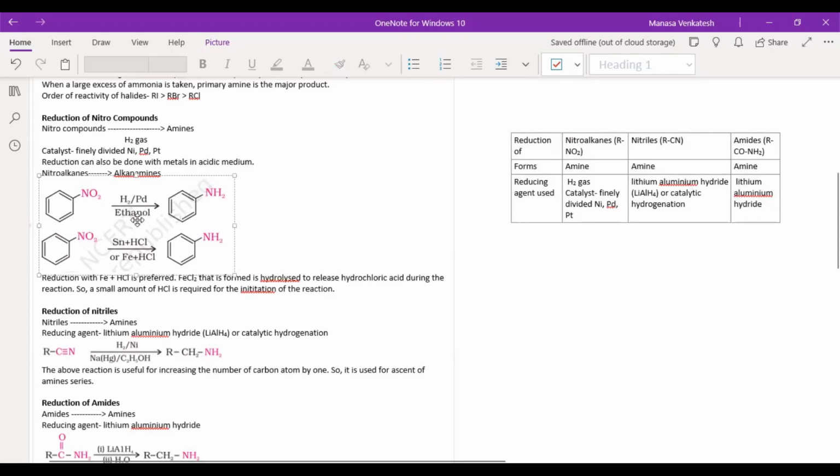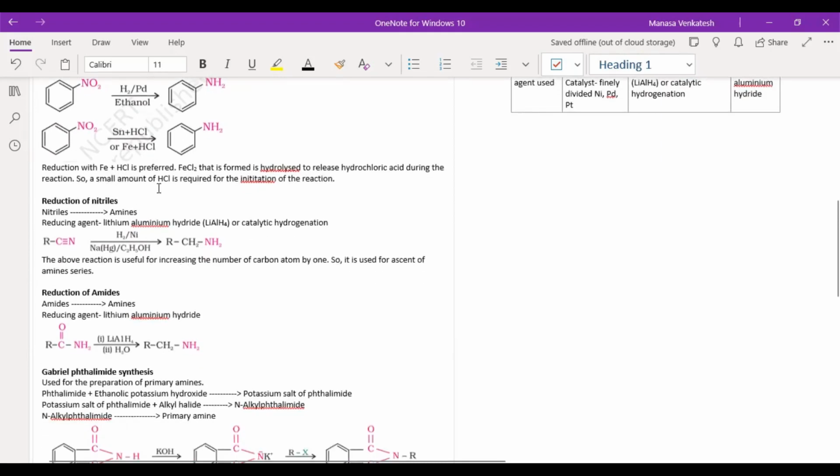Here you have two reactions. You have H2 and Pd, which is hydrogen with palladium as a catalyst, and the NO2 has gotten converted to an amine, so we're getting aniline. Similarly, here you've used a mixture of metals in acidic medium, so Sn and HCl, or Fe and HCl, that is tin or iron. Out of these two, iron is preferred because the FeCl2 which is formed gets hydrolyzed, and this in turn releases the HCl. So the amount of HCl required for the reaction will decrease, and so Fe and HCl is preferred.